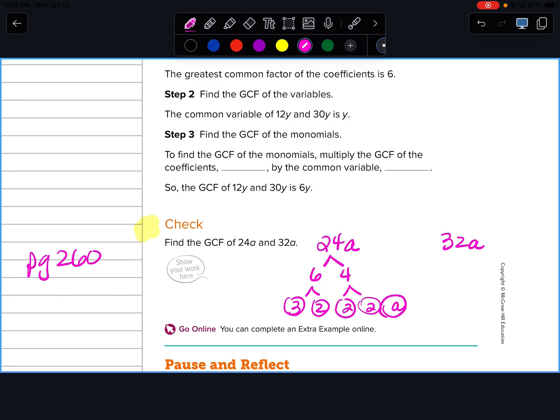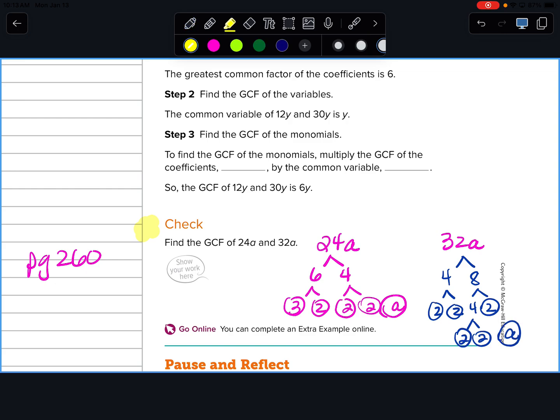For 32, I'll change colors for you. 32, let's do 4 times 8. Keep going with the 4. 2 times 2. Keep going with the 8. That's 4 times 2. And for the 4, 2 times 2. So if I'm looking now, and we still have an a, so I'll put an a down here and circle it. Now we're going to look at what they have in common.